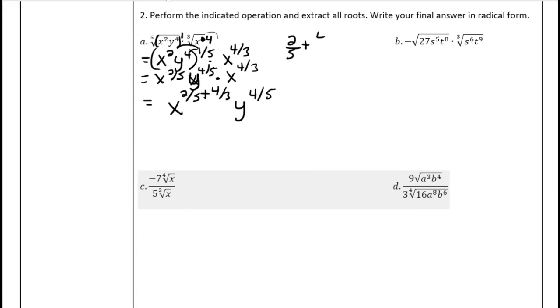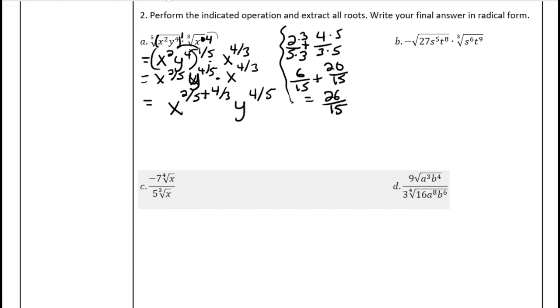2/5 plus 4/3. Common denominator is 15, so I need to times this by 3, and that gives me 6 over 15. I need to times this by 5 to make it 15. Whatever I do on the bottom, I do on top. So that becomes 20 over 15. This is on the side. Now we can combine the fractions. 6 plus 20 is 26, so I got 26 over 15.